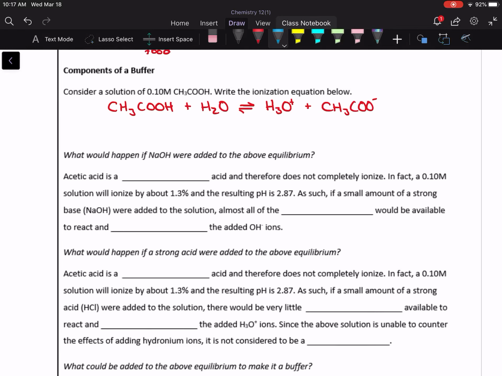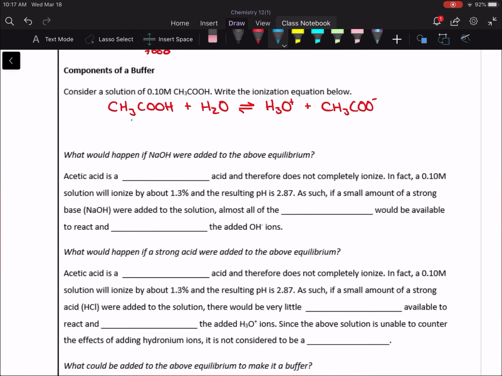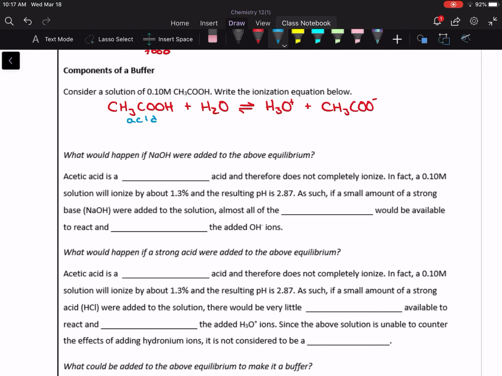So in order to understand what a buffer is, it might be useful to talk about what a buffer isn't. If we take a look at a 0.1 molar solution of acetic acid, this is what its ionization equation would look like. And so we have acetic acid, which I'm going to label here as my acid, and acetate ion, which is its conjugate base.